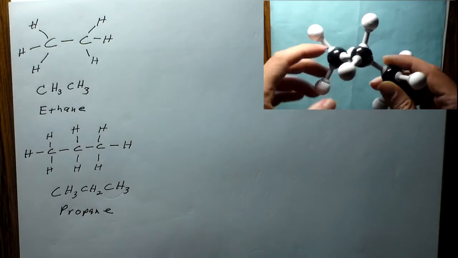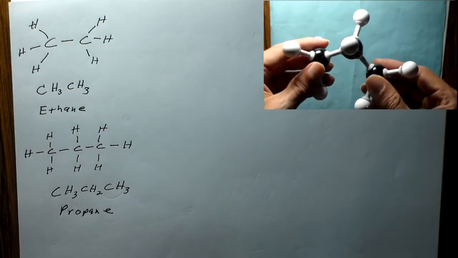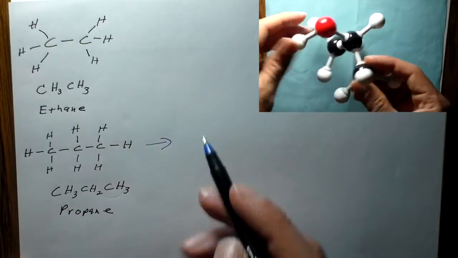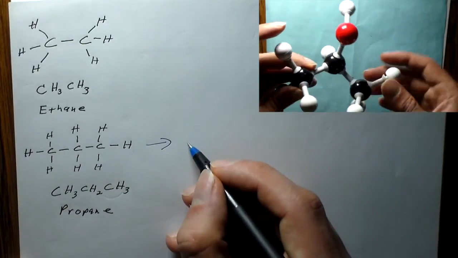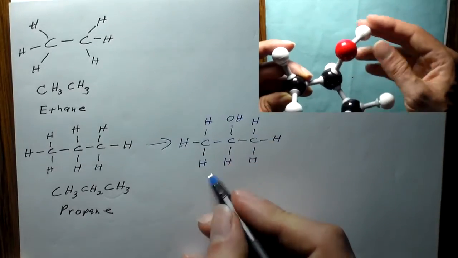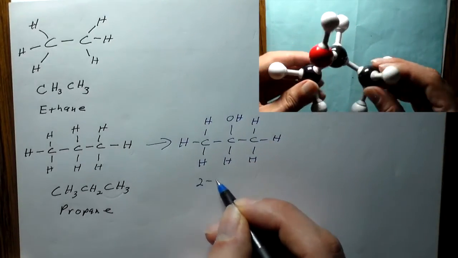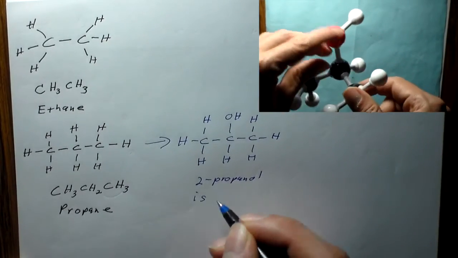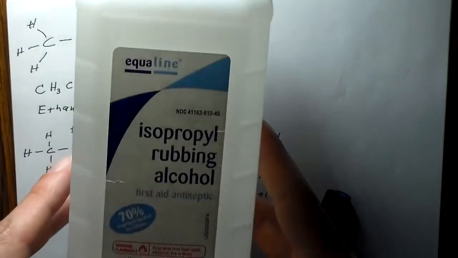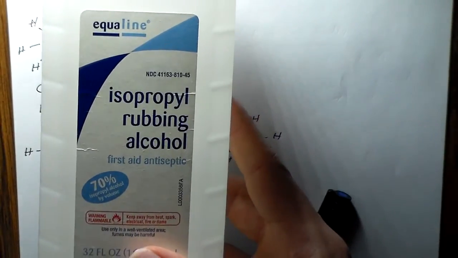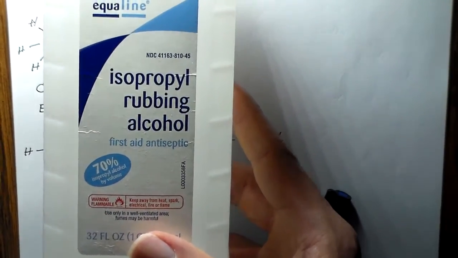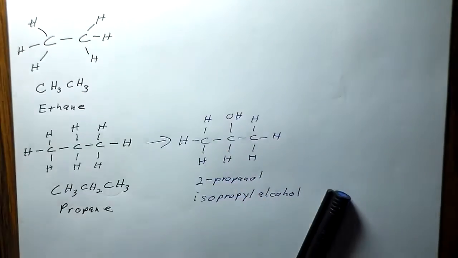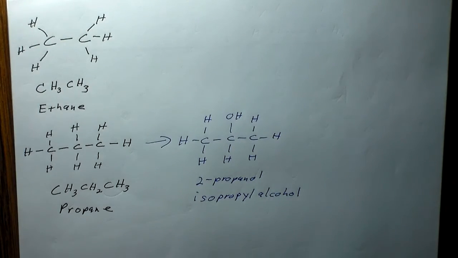Now, propane is also related to a molecule called propanol. If you oxidize this and make an alcohol from it, we get what could be called 2-propanol, and that's the scientific name for this, or you may know this as isopropyl alcohol. You probably have a bottle of this in your medicine cabinet. It's very useful, very versatile stuff. Of course, do not drink this. That would be very bad for you. But this is what that molecule actually looks like.